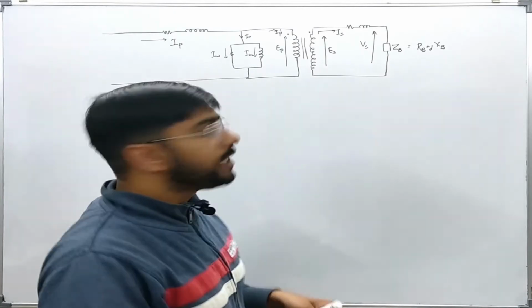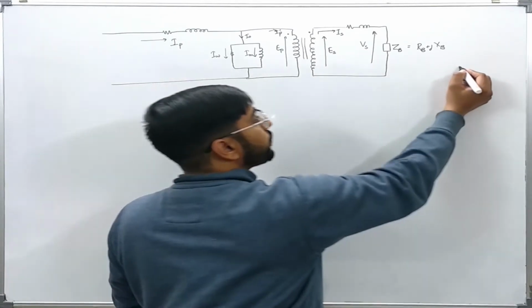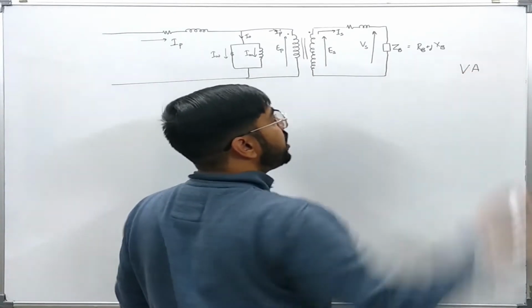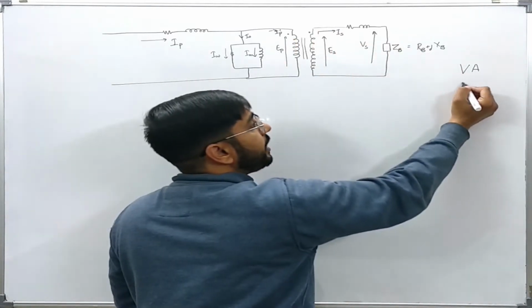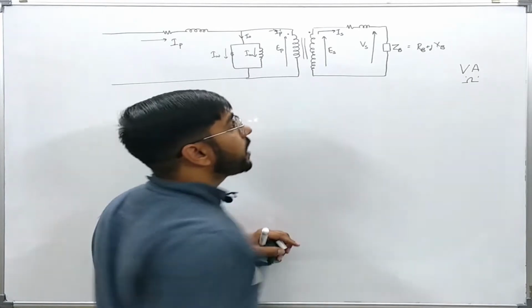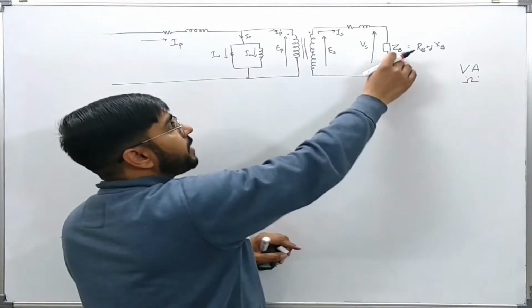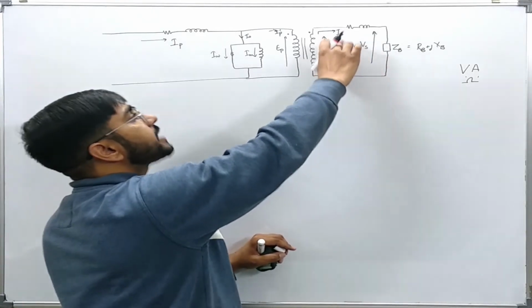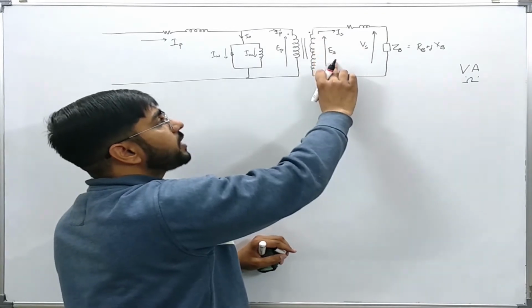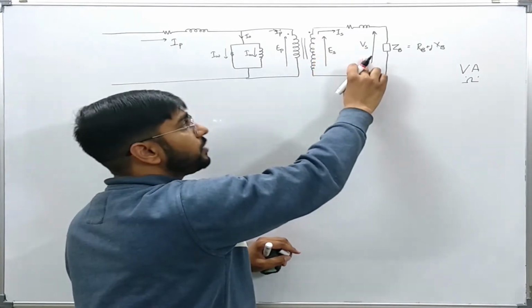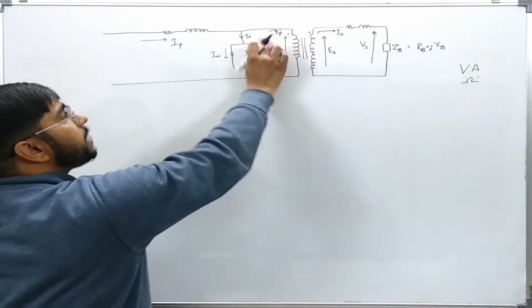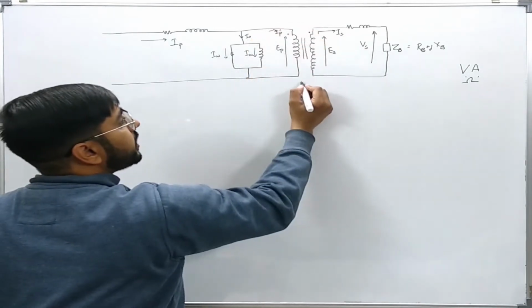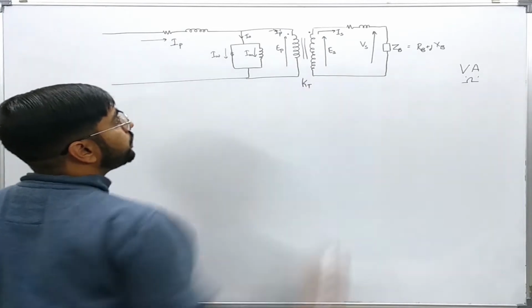It is usually shown in VA, or if we know the rated secondary side current, we can also just show it in ohms. So this is some burden, this is the secondary side current, this is the induced voltage on the secondary side, this is the terminal voltage on the secondary side, this is the induced voltage on the primary side, this is IP dash, and let us say KT be the turns ratio.